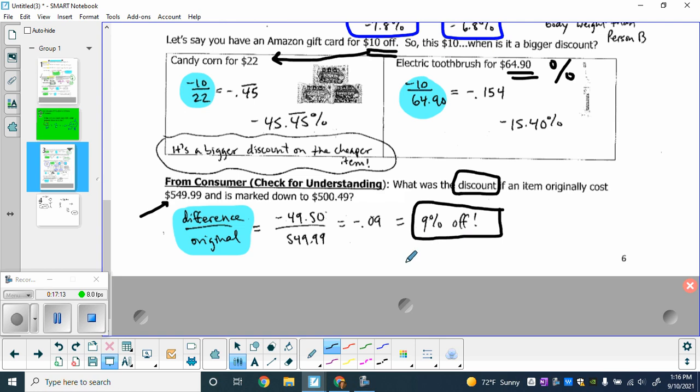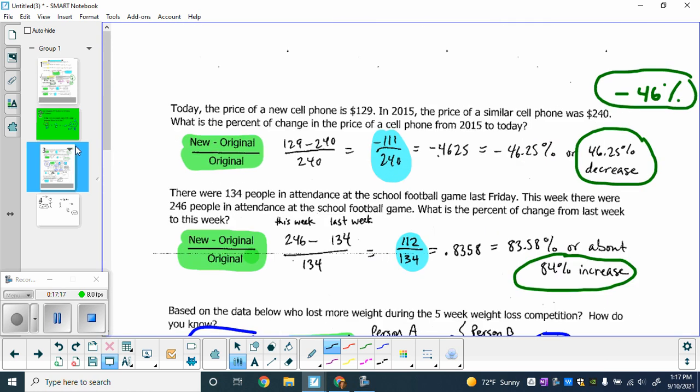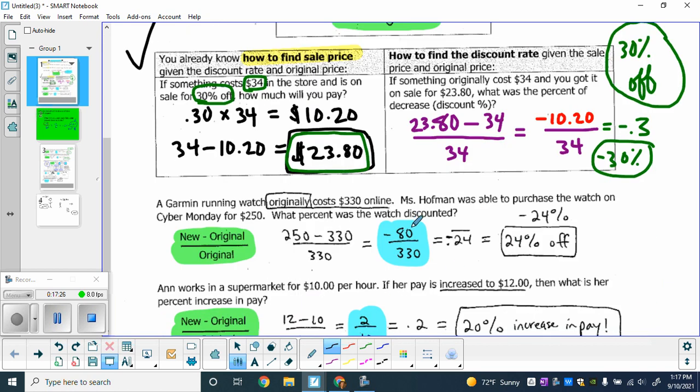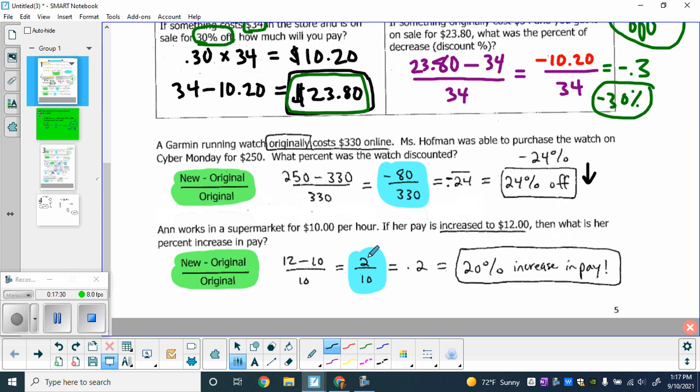Okay? So anyways, this is how we calculate percent of change. You've got your new minus original, and what that does is it calculates the difference for you. If the difference is a negative number, clearly you're dealing with a discount or a decrease. If the difference is a positive number, you're clearly dealing with an increase, a percent of increase.